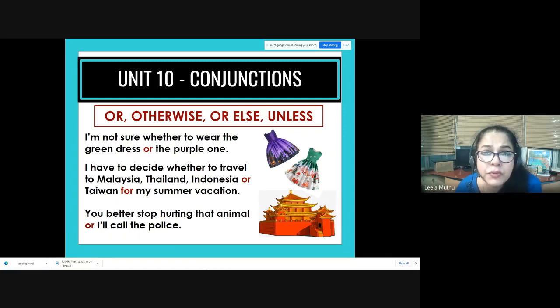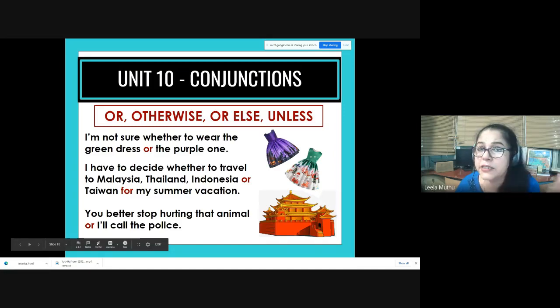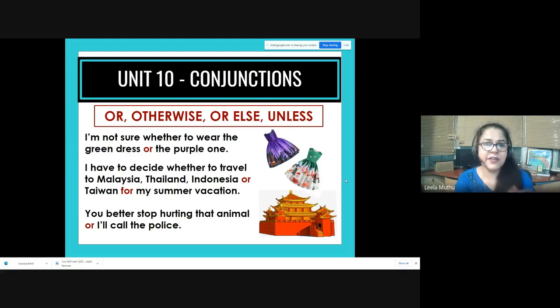I'm not sure whether to wear the pretty purple dress or the beautiful green one. So here there's a choice. So we use green dress or the purple one. I have to decide. Now you've got a list of countries you want to visit. So I have to decide whether to travel to Malaysia, Thailand, Indonesia, or Taiwan. You can put it in another way. When you want to add and, you can say, I have decided to travel to Malaysia, Thailand, Indonesia, and Taiwan, for my summer vacation.